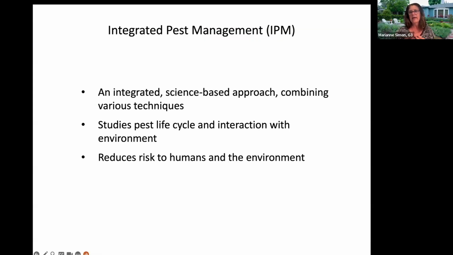So integrated pest management is a way of looking at how we deal with imbalances. So it is an integrated, science-based approach that combines various techniques. We're going to talk about those. It looks at the actual cycles of a pest. It just doesn't assume it's a one and done, and how that pest interacts with its environment. And of course, very importantly, it reduces the risk to humans and the environment at large.